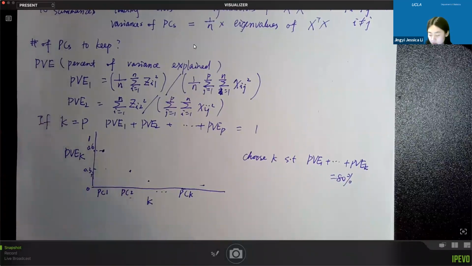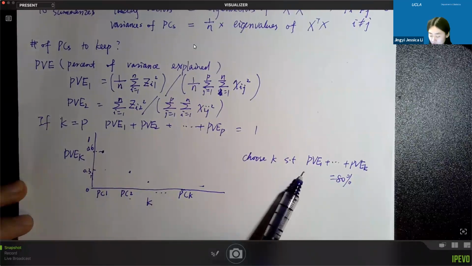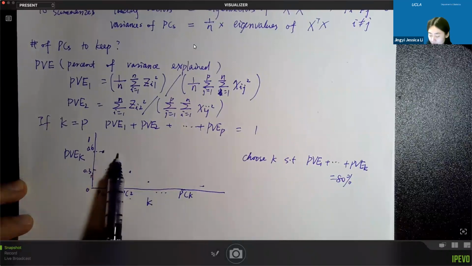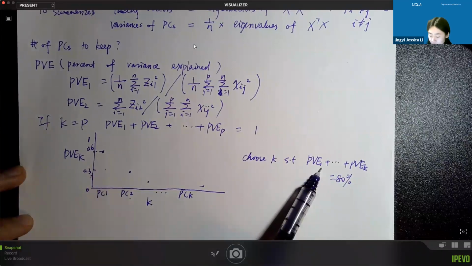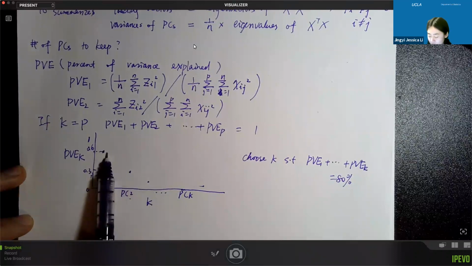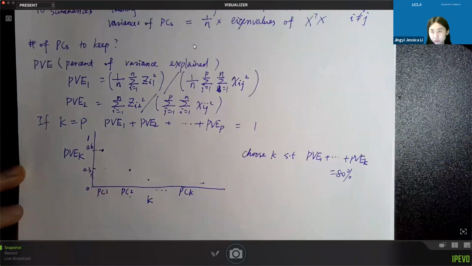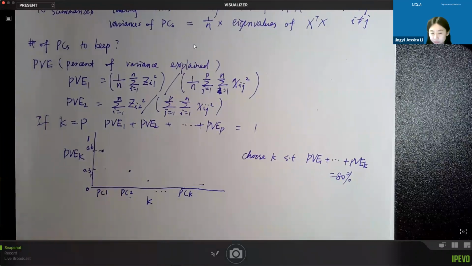So how many PCs to keep? This is a very challenging question. It's usually based on an elbow plot. We plot how much PVE can be explained by how many PCs in total, and then we decide whether that's a reasonable K we want to keep.